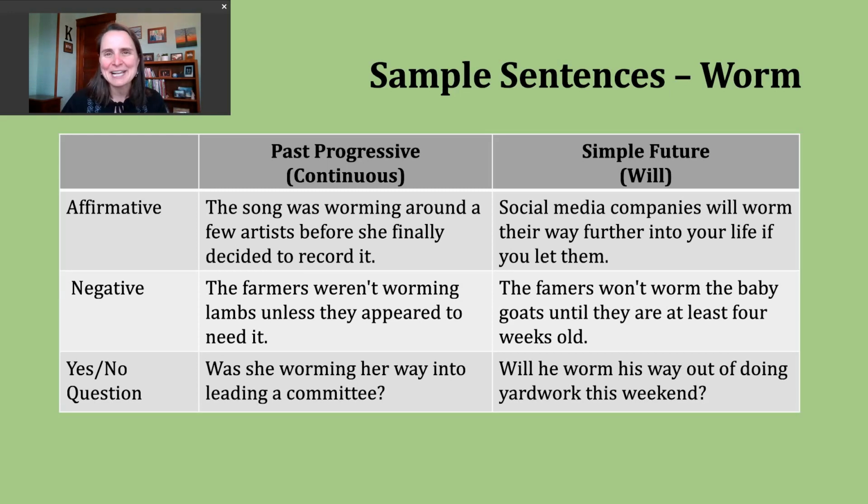The nice thing about making sentences in the simple future with will is that our structure stays the same no matter what our subject is. So in the affirmative, we start with a subject, we use will, and then the base verb. You can see that in my example. Social media companies will worm their way further into your life if you let them.